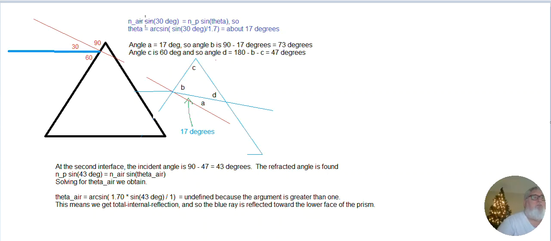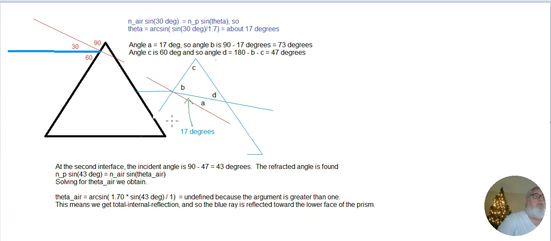Let's solve Snell's law for the refracted angle inside the prism. This is arc sine, same as the inverse sine, times sine 30. The index of refraction of air is 1, so I didn't bother to write 1 times sine 30 degrees. This is divided by the index of refraction of the material of the prism, 1.7, and we get about 17 degrees. You'll come up with a more exact answer as you do the work.